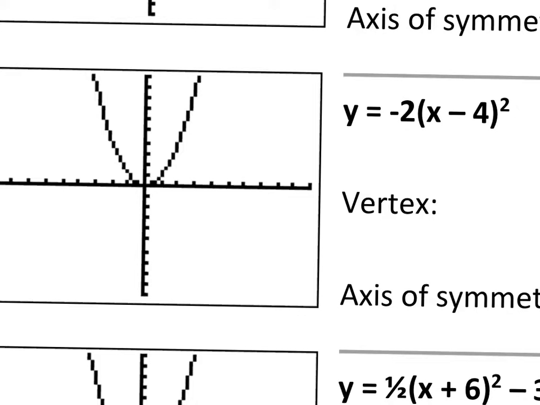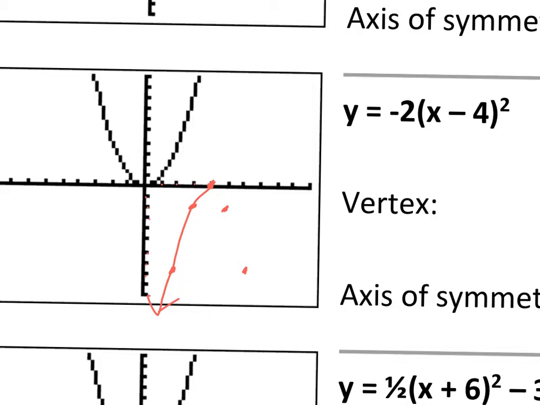So the points that I got were, let's see, 1, 2, 3, 4, 5, 6, 7, 8. So I got a 2, -8. About right there. And then I got another point at 3, -2. And then I got a point at 4, 0. That's the vertex. And then we're just going to mirror the same point. So the next one's going to be 5, -2. And then 6, -8. Okay? Go ahead and draw this.